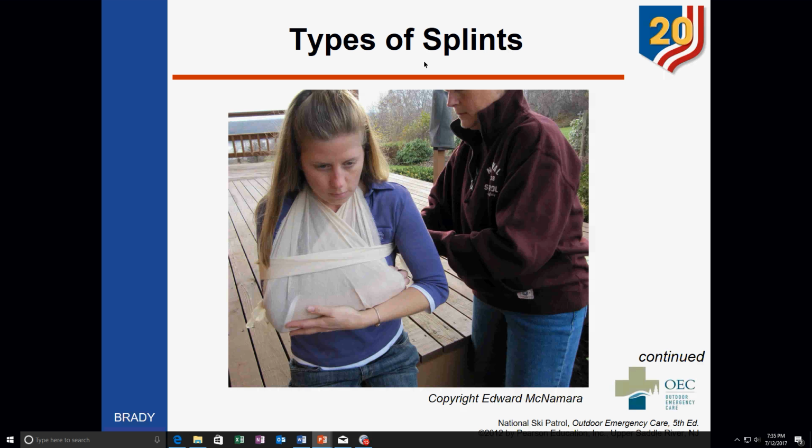This is a good actor here. She really looks like she's in pain. And these are the sling and swathe. We'll do a lot about that. There's a couple of tricks that you probably can teach me or I can show you about what it's for and how to do it. But that's basically your everyday sling and swathe that you're going to do.